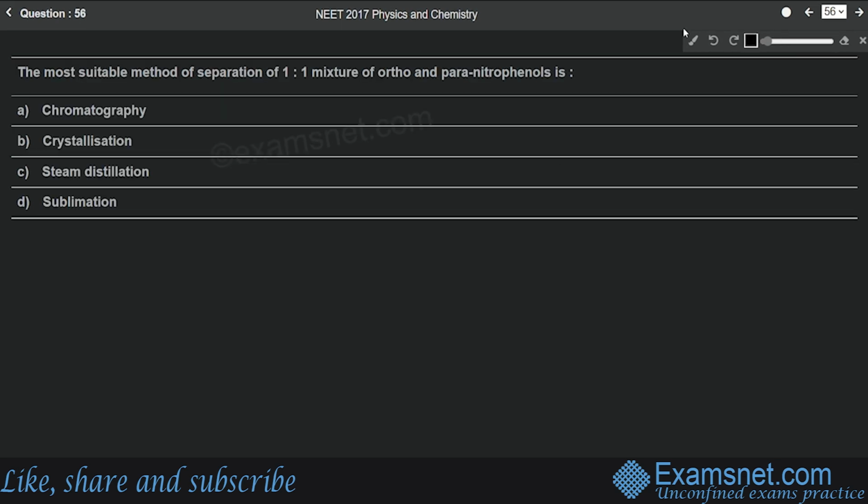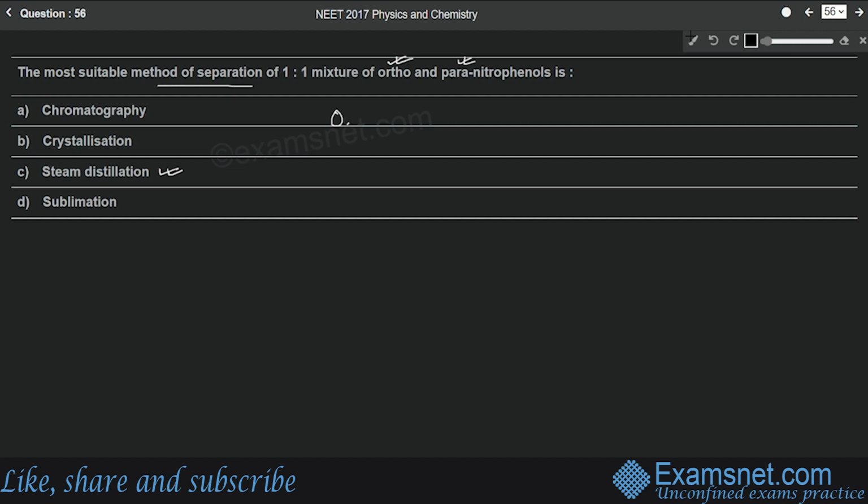Question number 56 is from the chapter Organic Chemistry, Some Basic Principles and Techniques. And the question is, the most suitable method of separation of 1:1 mixture of ortho and para nitrophenols is, options are chromatography, crystallization, steam distillation and sublimation. And the correct option will be option C, that is steam distillation. Okay. What is the reason? The reason is that one of them is more volatile and the other is less volatile.